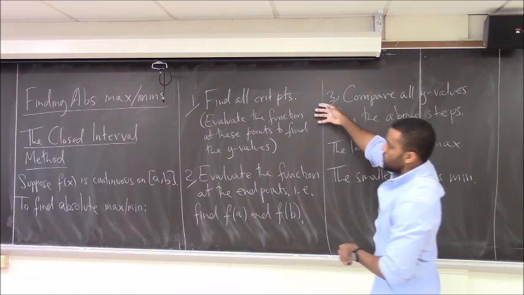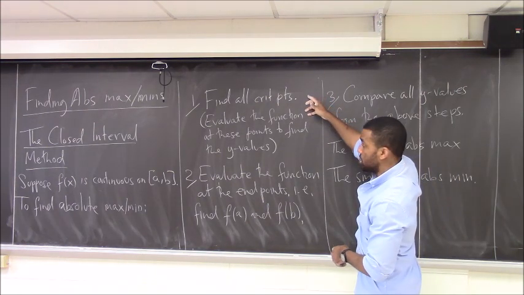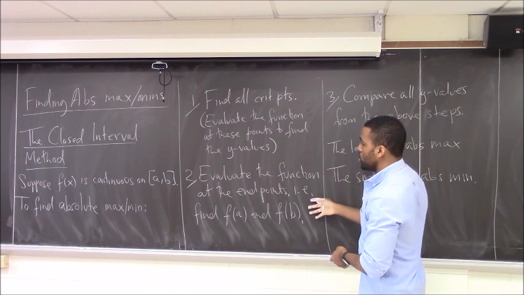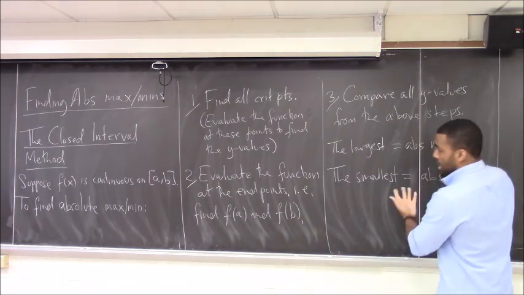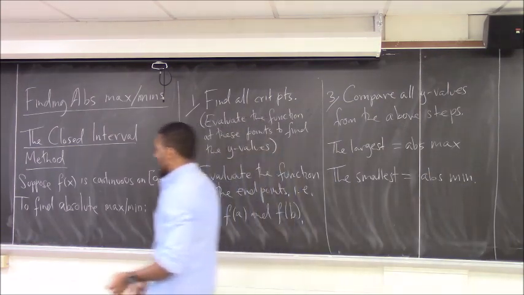So step 1 checks for the possibility that a local maximum or minimum is the absolute maximum or minimum. Step 2 checks for the possibility that the absolute max or min occurs at the endpoints at a or b. And 3 is where you're making this assessment.